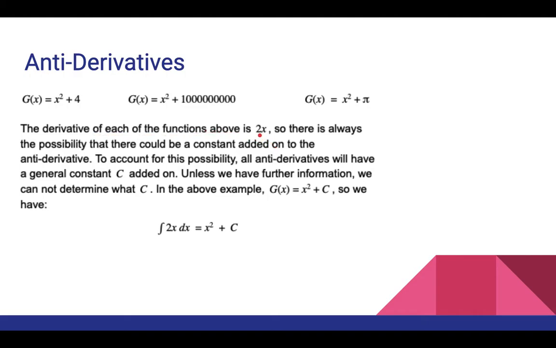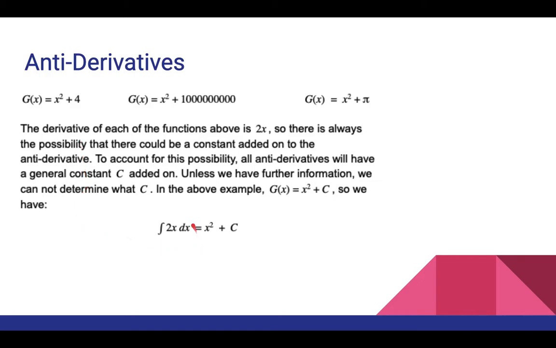So there's always a possibility that there could be a constant added on to the antiderivative. To account for this possibility, all antiderivatives will have a general constant c added on. Unless we have further information, we cannot determine what c is. In the above example, we would write that big G of x, our antiderivative, is x squared plus c, because we cannot determine whether this constant is pi, 1 followed by a bunch of zeros, or 4.